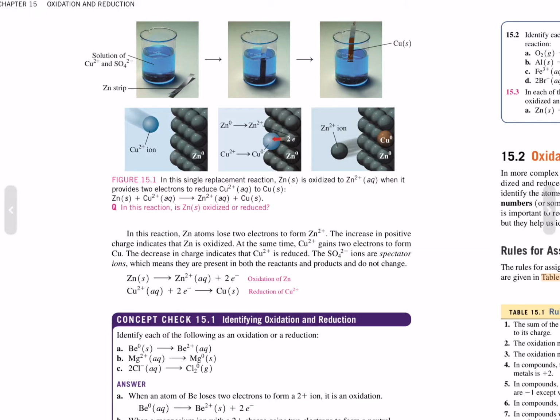In this reaction, zinc atoms lose 2 electrons to form zinc 2+ ion. This increase in positive charge indicates that zinc was oxidized. At the same time, copper 2+ cation gains 2 electrons to form copper metal. The decrease in charge indicates that copper was reduced. The sulfate ions are spectator ions, which means they're present in the reactants and the products and do not change.